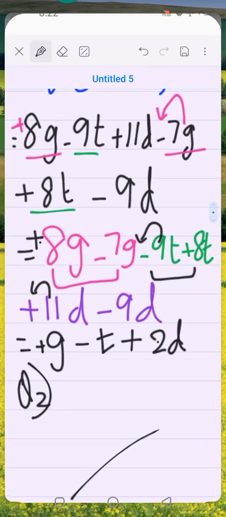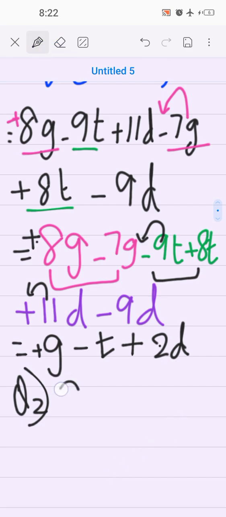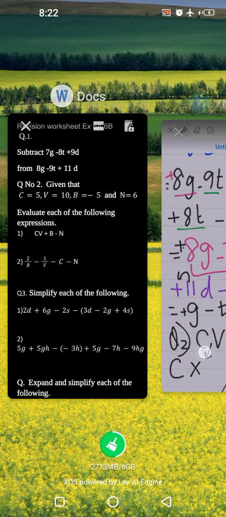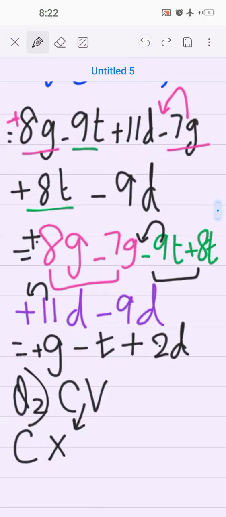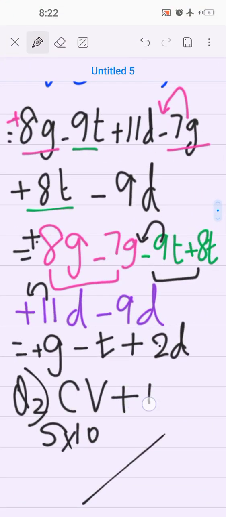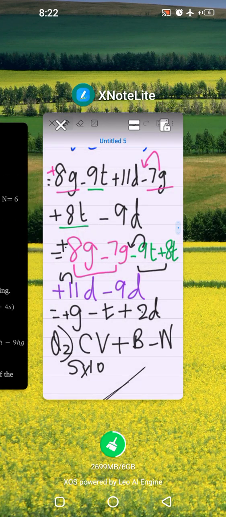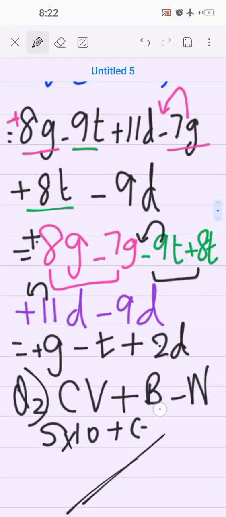CV means what? When there is no sign, what sign is it? Nothing here means you multiply them. You don't just write C and V like 5 and 10, putting 5 and 10 together. No, there has to be a multiplication sign between them. Now, after that, it's plus b minus n. So what is b here? B is negative 5, so I write a plus sign and a negative 5 in brackets.